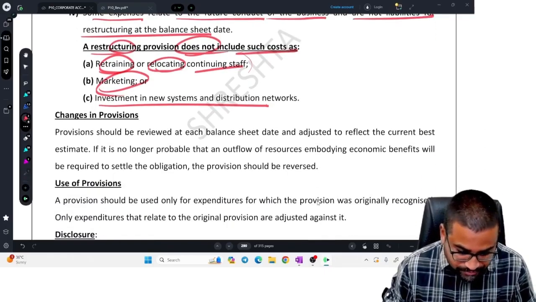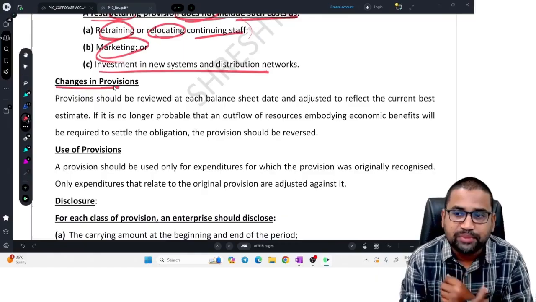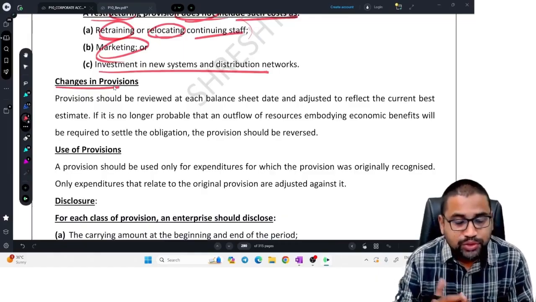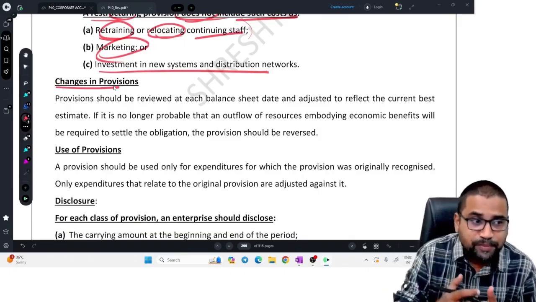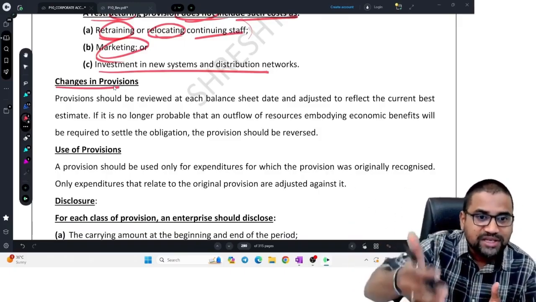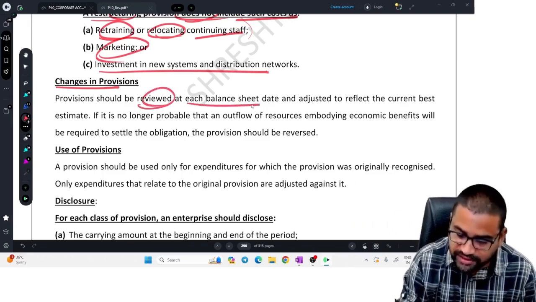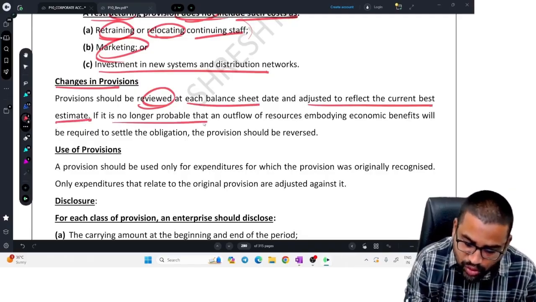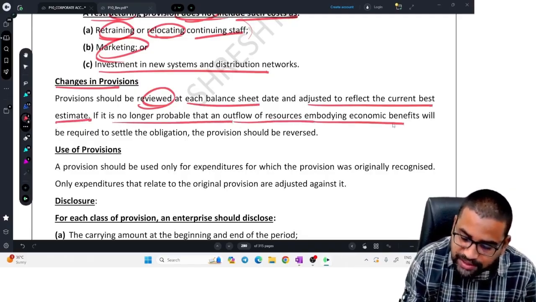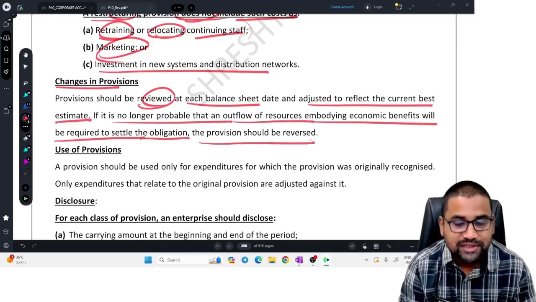Okay. Next, change in provisions. Sir, suppose once you create a provision, will you change it? Yes, you have to change the provision based on the best evidence, because a provision is only an estimation. That estimation will change. So a provision should be reviewed at each balance sheet date and adjusted to reflect the current best estimate. If it is no longer probable that an outflow of resources embodying economic benefits will be required to settle the obligation, you should cancel the provision, reverse it.